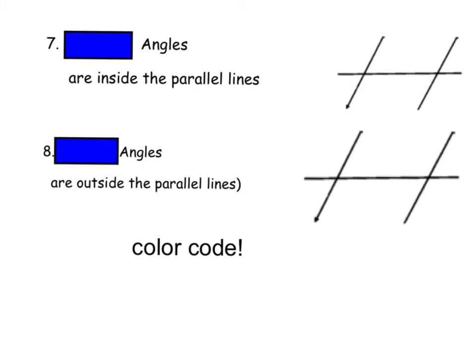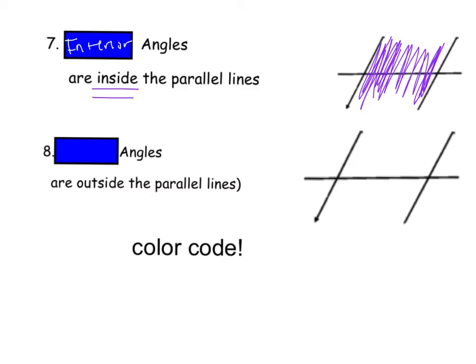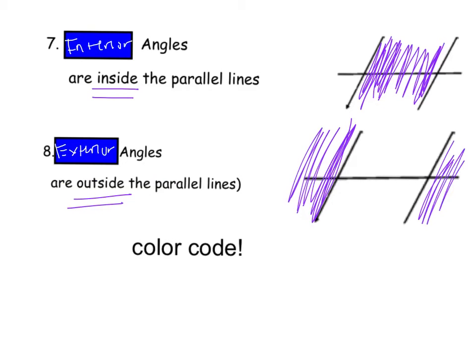So I think most of you have helped paint your house before. And so if you're painting inside your house, you have to use interior paint. So interior angles are the angles that are inside. So these two and these two are inside. This is all inside the parallel lines. Where if you're painting outside of your house, you have to use exterior paint. Exterior angles are outside of the parallel lines.